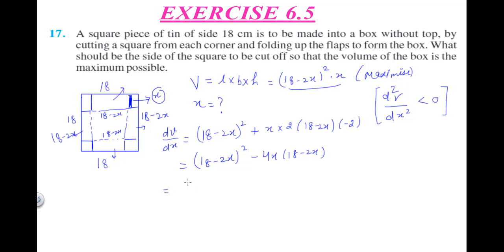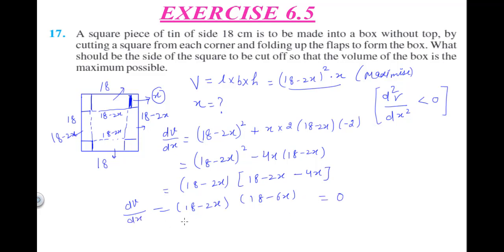So just see what will be common in this, 18 minus 2x. Taking that common, we are left with 18 minus 2x minus 4x. So (18 minus 2x) multiplied with (18 minus 6x). Clear? Now we will equate this first order derivative as equal to 0. By doing so, we have 18 equal to 2x and 18 equal to 6x. So we get x equal to 9 and x equal to 3.